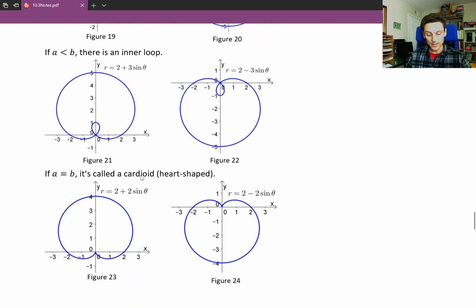If a is equal to b, then it's a cardioid. That was I think example 5. That's where as you're going around, you jump into the origin just for a moment and then you bounce back out of the origin. Example 5 was aligned along the x direction. It was a cosine curve, but for the sine curves, they're going to be along the y direction, right? If you have a sine theta, it's going to be symmetric about the y-axis. If you have a cosine theta, it's going to be symmetric about the x-axis.